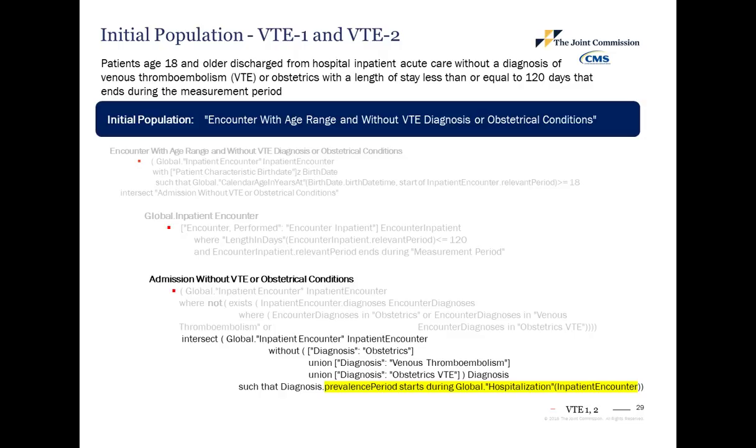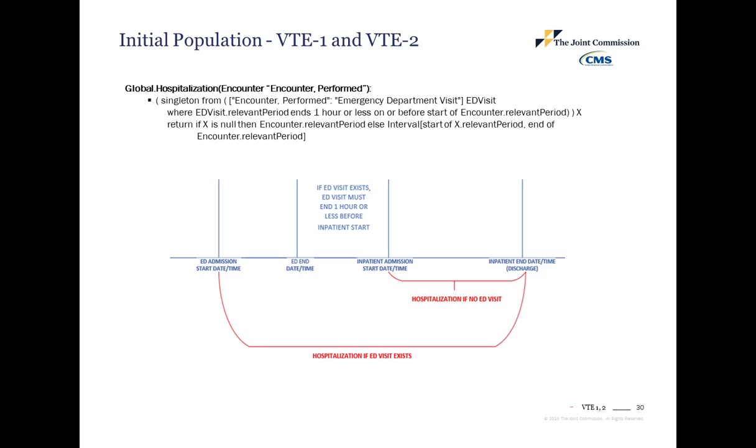The attribute prevalence period is the time period between diagnosis onset and abatement, or end time. So we're looking for the onset to occur during the hospitalization. In the logic, we use the hospitalization function to determine the hospitalization time frame. And so this is the logic for the hospitalization function and a picture to help illustrate the hospitalization time frame.